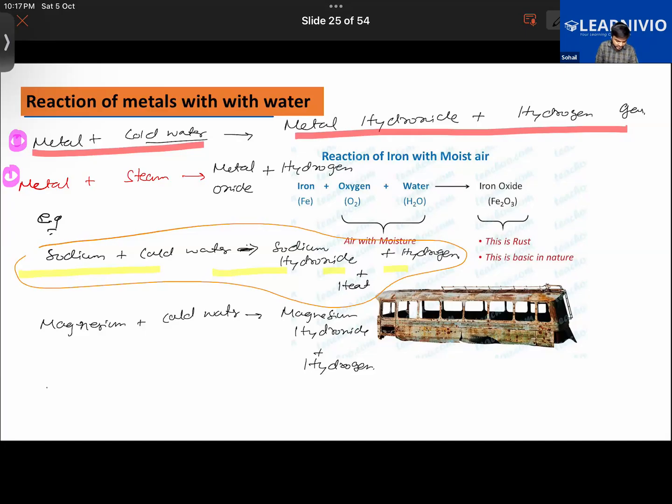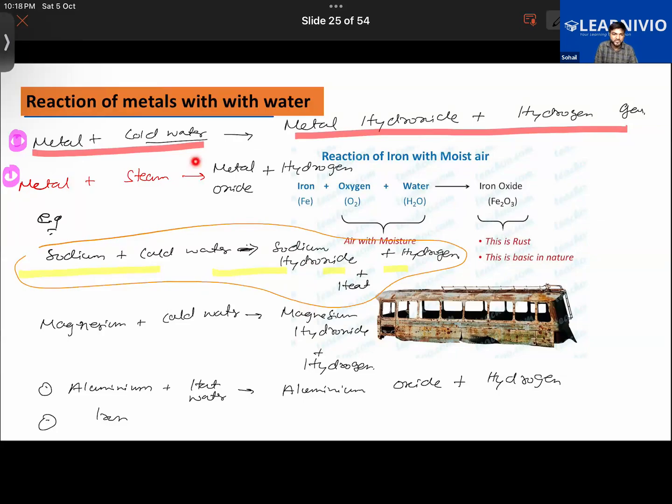Further, we have the case of aluminum. Aluminum is going to react with hot water, and in that process, aluminum oxide is given. Now notice the difference. How is this reaction different from others? Yes, Ramesh? Here, aluminum oxide is given, but in the previous reactions, a hydroxide was given. So magnesium hydroxide, sodium hydroxide. Getting it now? That is the difference.